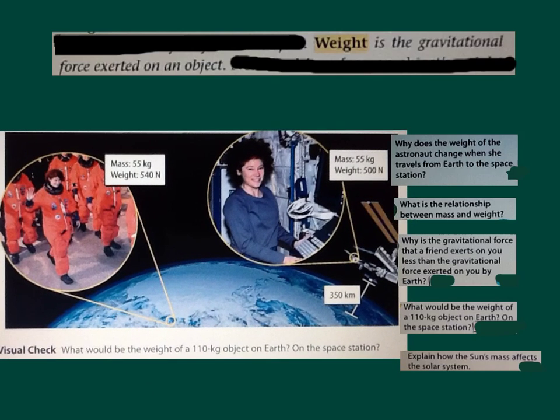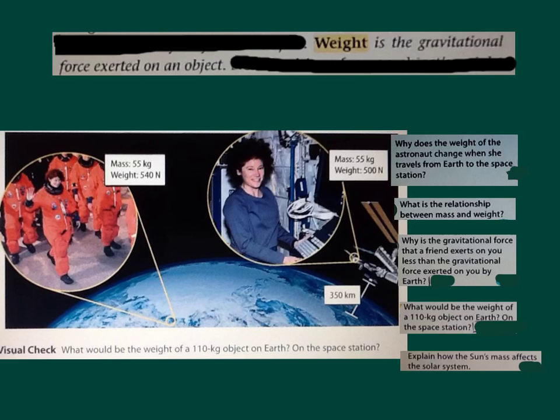Okay. You'll notice that the mass of that astronaut is about 55 kilograms. Her weight is about 540 newtons on Earth and about 500 newtons on the space station. Okay, so to give you some information, the space station is about 350 kilometers above Earth's surface. So you may ask, why is there no significant change in weight when the distance increases so much?